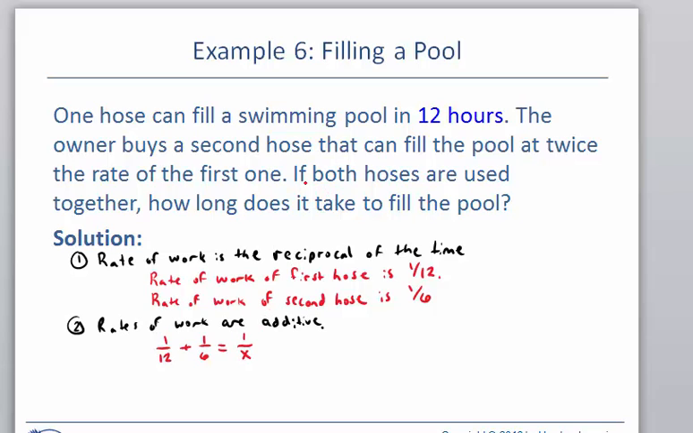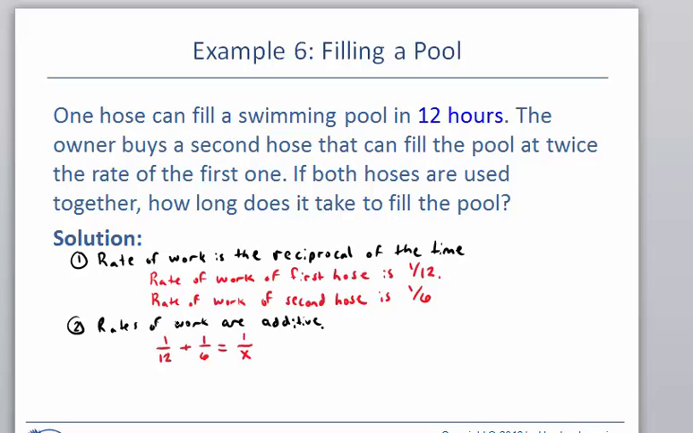Because again, we're looking for the answer to the question: if both hoses are used together, how long does it take to fill the pool? So we need to determine what the rate of work is for the hoses together, and then we'll know how long it takes. This gives us an expression that we can solve for x. Remember that the easiest way to solve this is to multiply by something that's going to cause the fractions to disappear. If we look at our denominators, we have 12 and 6 and x.